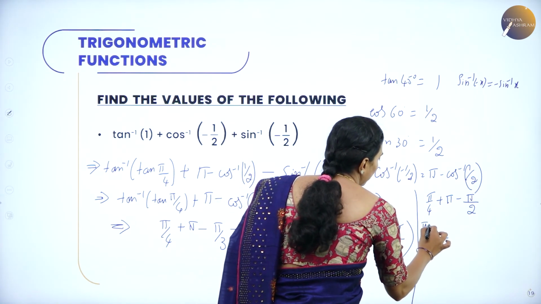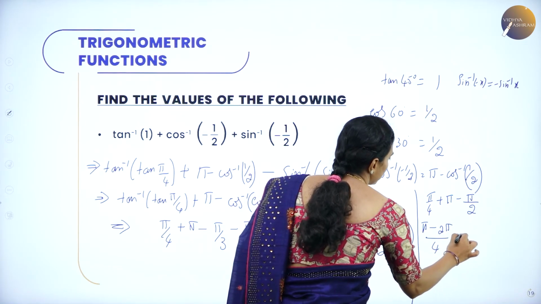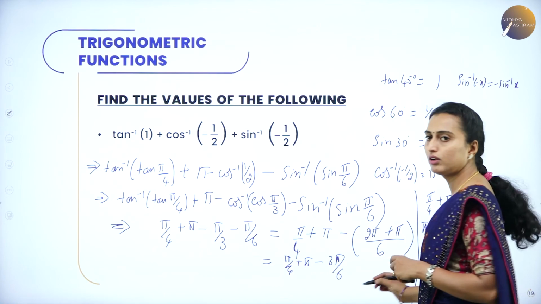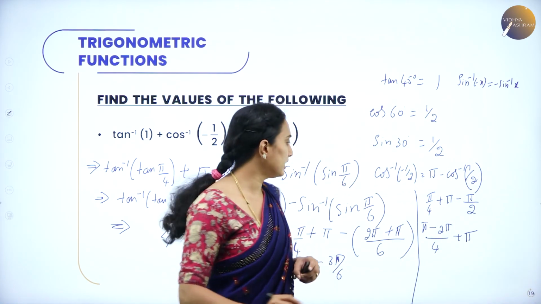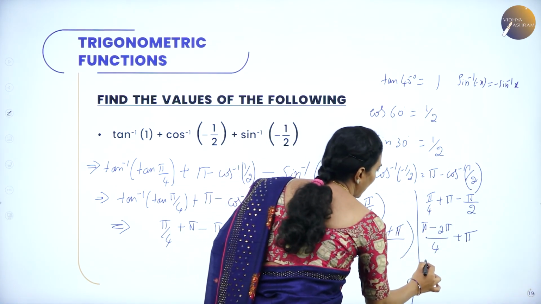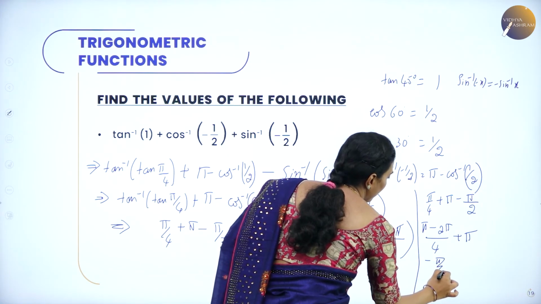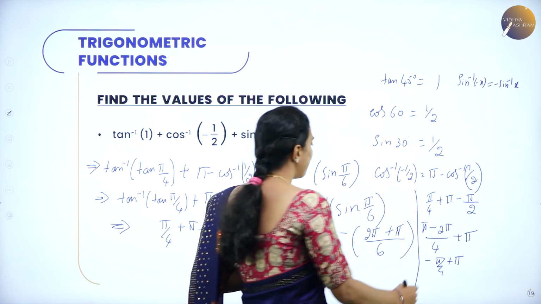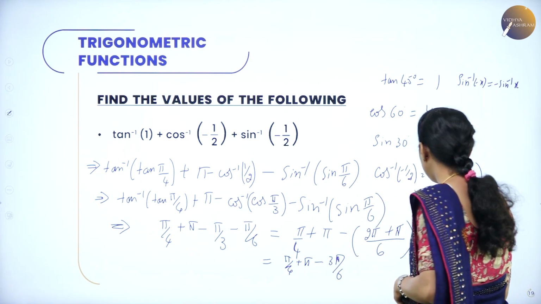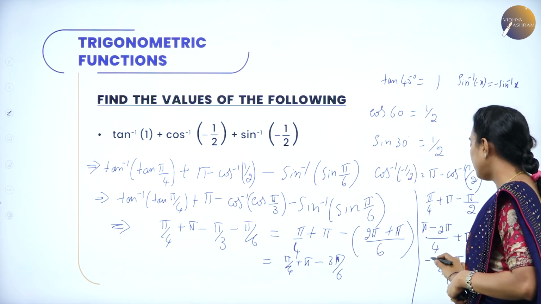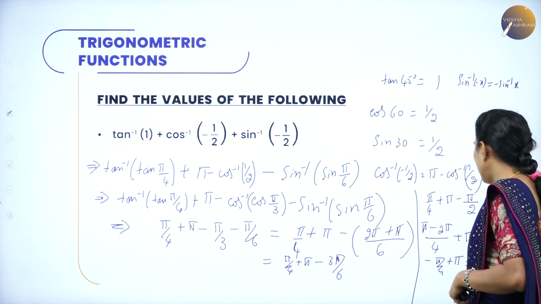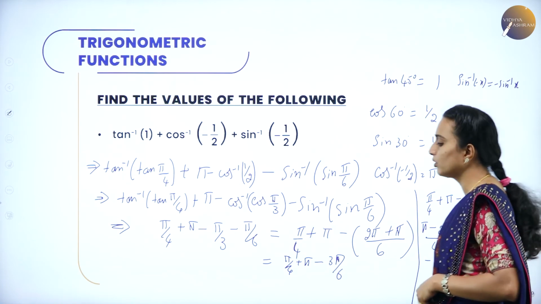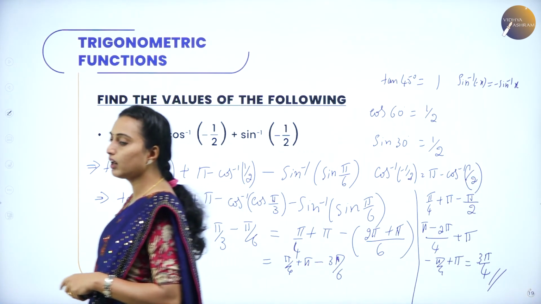So pi minus 2 pi plus pi. What will it become? Pi minus 2 pi by 4, which is minus pi by 4. Correct? Now minus pi by 4 plus pi. What is minus pi by 4 plus pi? Which is nothing but minus pi plus 4 pi, which is 3 pi by 4. This is your answer. Okay, 3 pi by 4 is your answer.